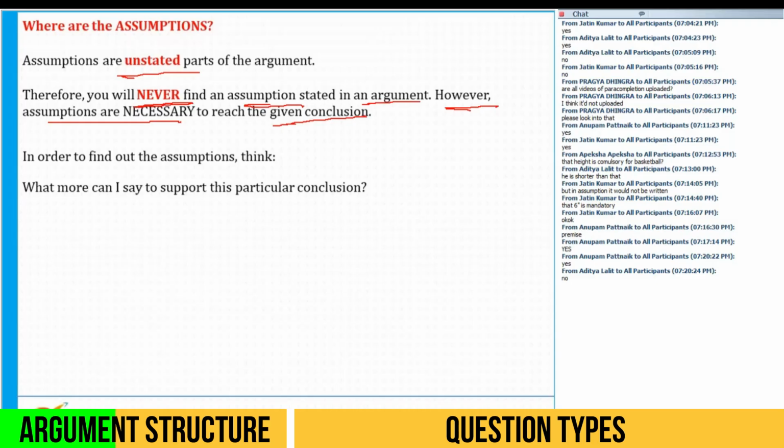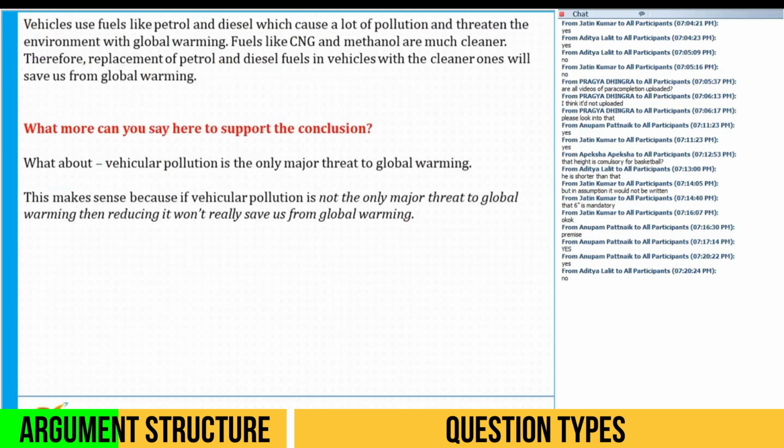And that is why, if you want to find out what the assumption is, always think: what more can I say to support this particular conclusion? How can I support this conclusion? Without this support, the conclusion will fall. So in the present example that we were discussing, what is it that you can say that will support the conclusion? Ask yourself, and here is the answer.